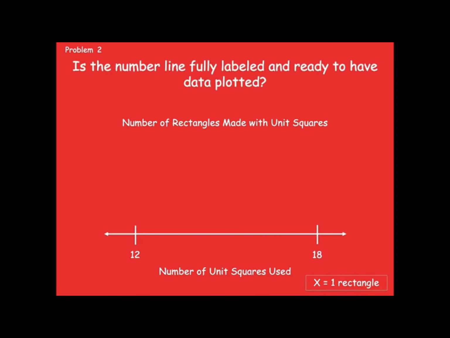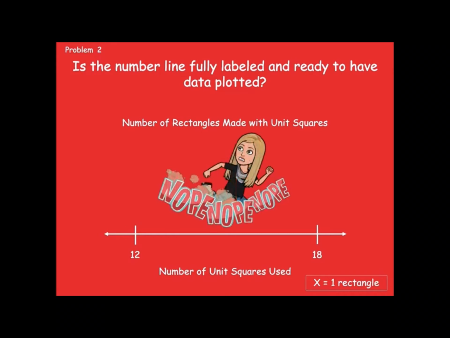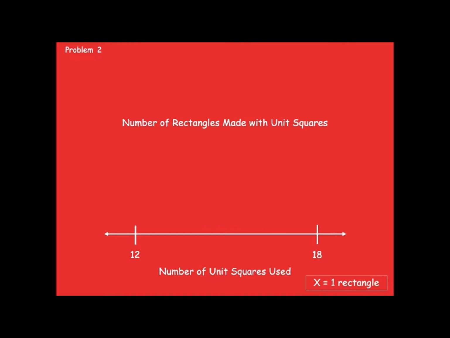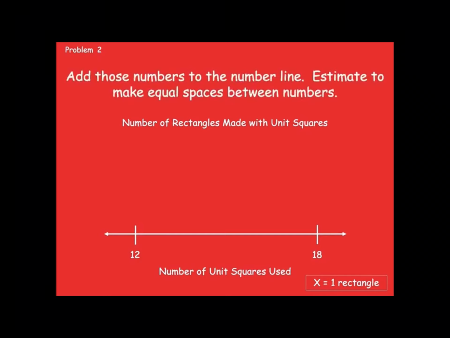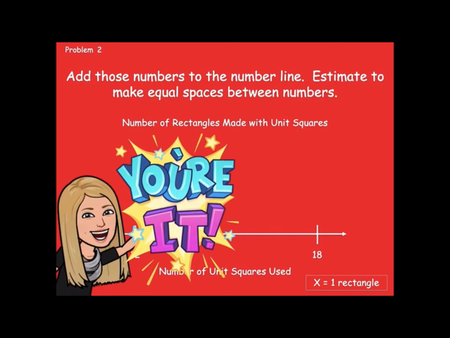Is the number line fully labeled and ready to have data plotted? Nope, nope, nope, right? We're missing information. What's missing? Okay, we're missing the numbers between 12 and 18. So I want you to add those numbers to the number line and estimate to make those equal spaces in between. Doesn't have to be perfect, right? But you want it to be equally spaced out in between. So you're adding 13, 14, 15, 16, and 17 on your paper. So pause the video, add that to number 2 for your line plot, and then click play when you're ready for the next step.